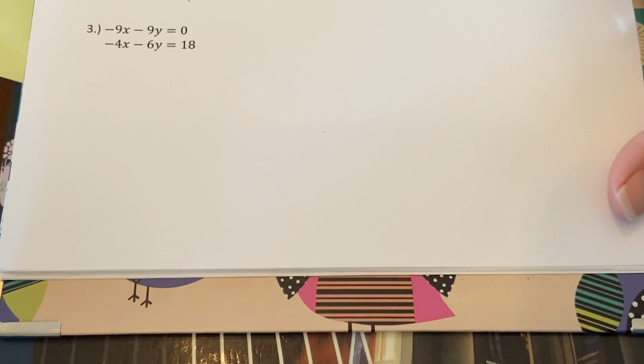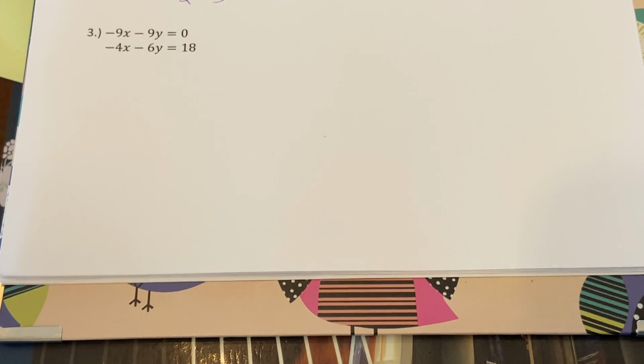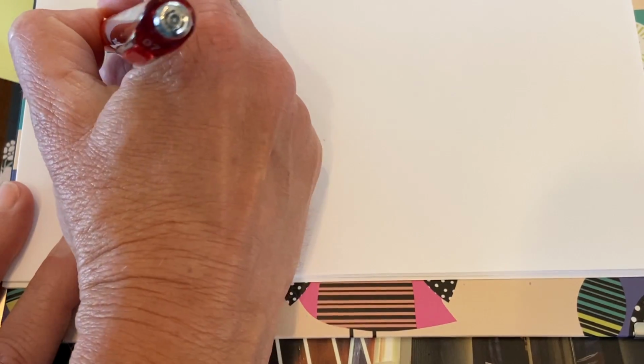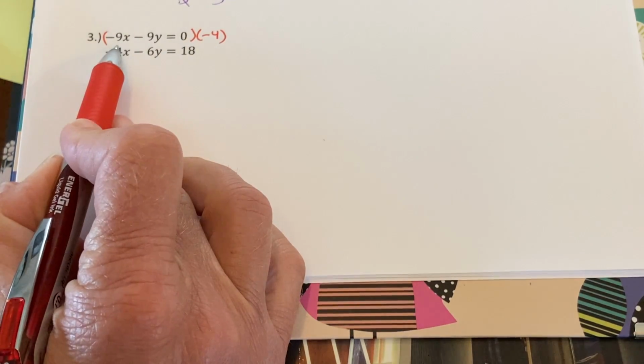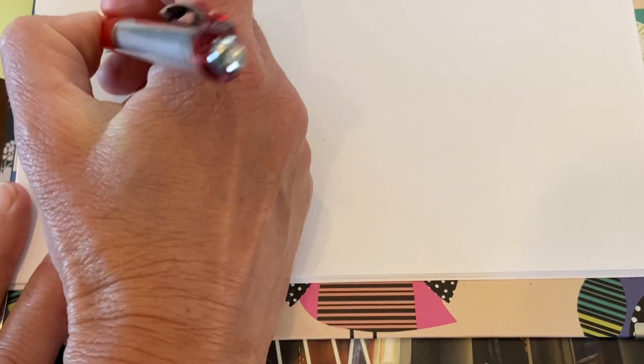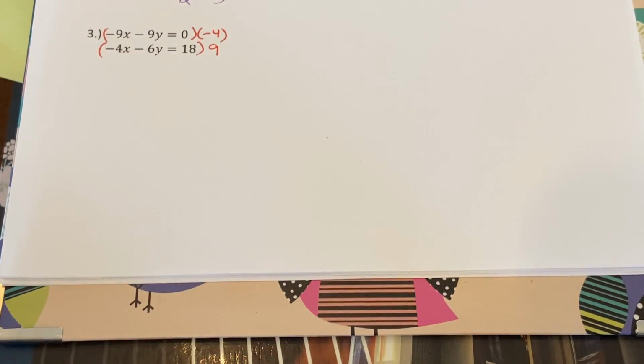For problem number 3, I have a negative 9x minus 9y equals 0, and negative 4x minus 6y is equal to 18. On this one, since both variables are negatives, then I'm going to have to multiply one by a positive and one by a negative. Let's try to get rid of the x's. So to get rid of the x's, I'm going to go ahead and multiply my top equation by negative 4. That will give me a positive 36x for my top equation. I'm going to multiply my bottom equation by 9, and that'll leave my bottom x as a negative 36.